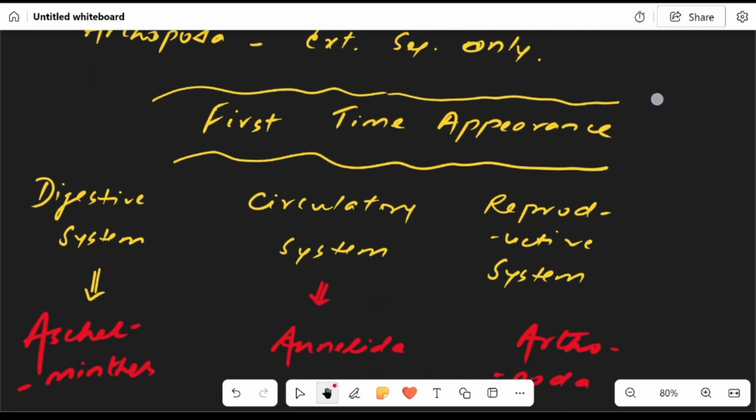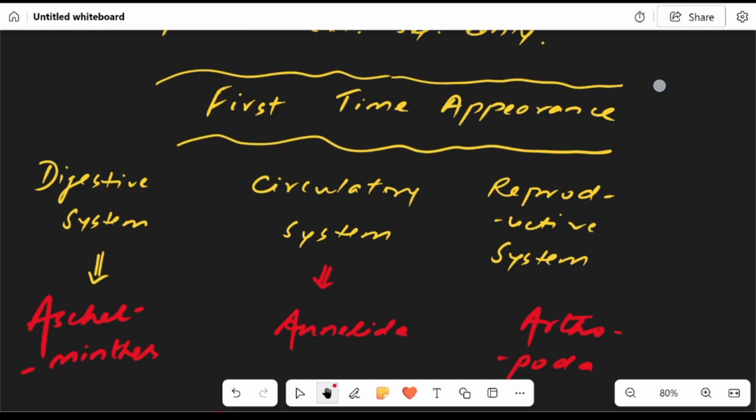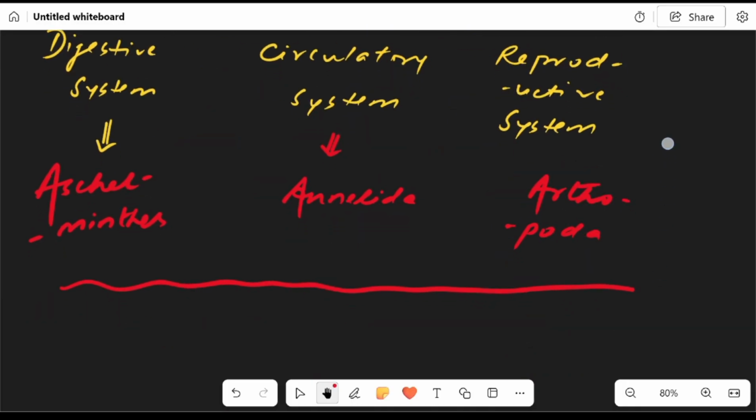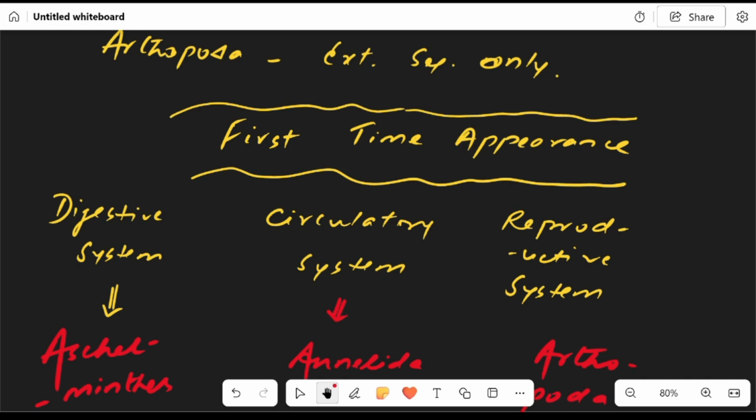Now, the first-time appearance. The complete digestive system is first found in Aschelminthes, the circulatory system in Annelida, and the reproductive system first in Arthropoda.